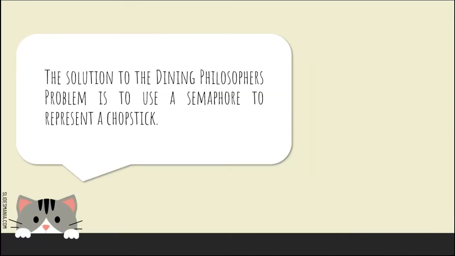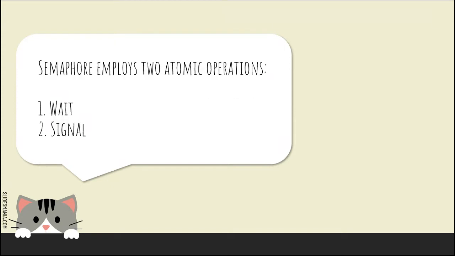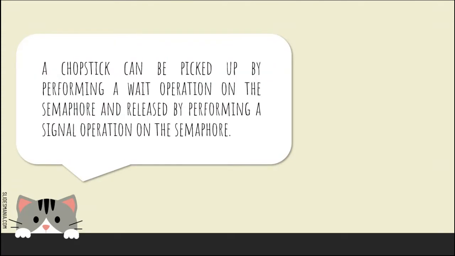How to solve the dining philosophers' problem? The solution is to use a semaphore to represent a chopstick. A semaphore employs 2 atomic operations, wait and signal. So, a chopstick can be picked up by performing a wait operation on the semaphore and released by performing a signal operation on the semaphore.